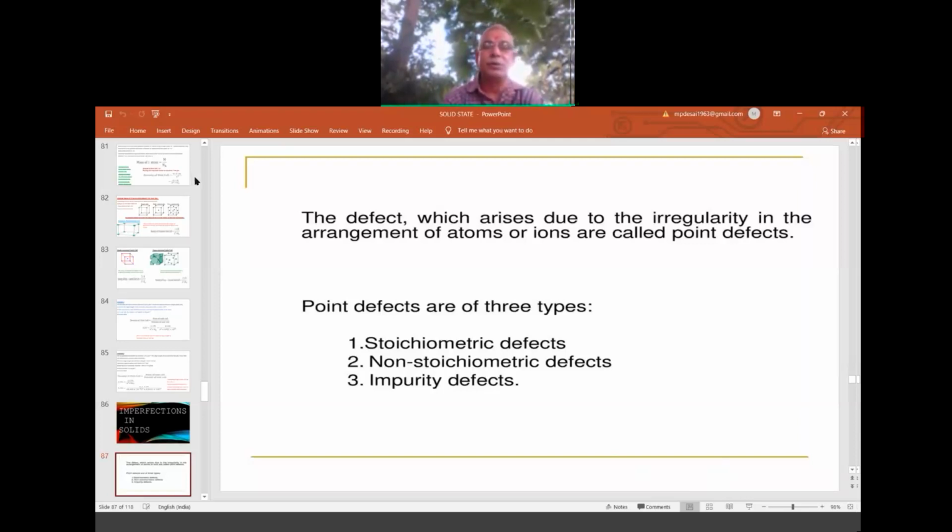It is given here. The defect which arises due to the irregularity in the arrangement of atoms or ions or molecules, which may be general or particle, is called a defect or a point defect. If the defect is there in the point only, some lattice point, it is called a point defect. If the defect is in the entire line, for example, in the cube, the majority of the defect is found in the line only, it is called a line defect.